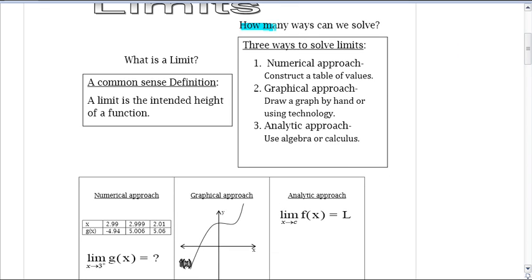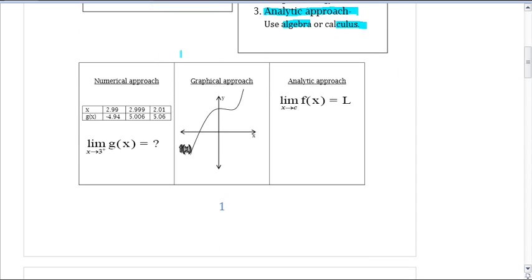How many ways to solve a limit? There are 3 ways. One's numerical approach, that's using a table. The second is graphical approach, my favorite, which is using a graph. And then the third is probably your favorite, solving analytically using algebra or calculus. Remember the most important part, what a basic limit is in terms of a common sense definition. A limit is just the intended height of the function. We might never ever reach it, but we're going to get awfully close. And then below here I have the 3 examples for you, and we're going to take a look at numerical approach today.